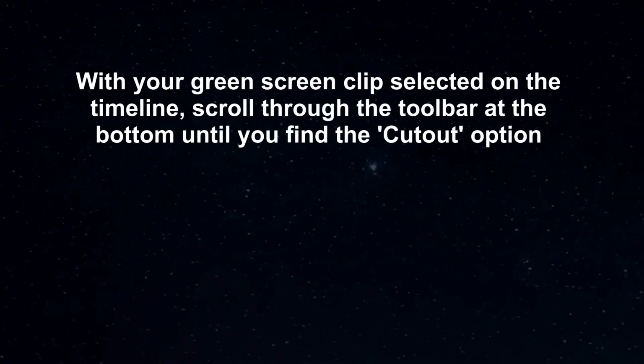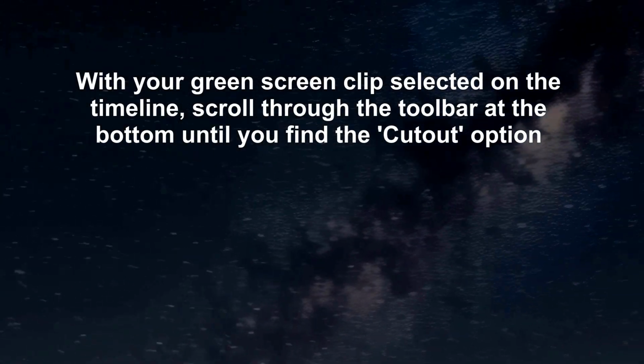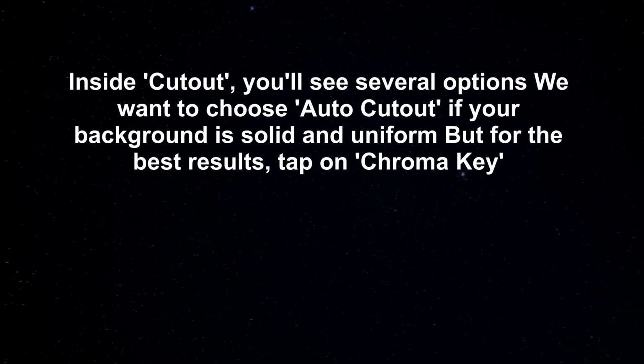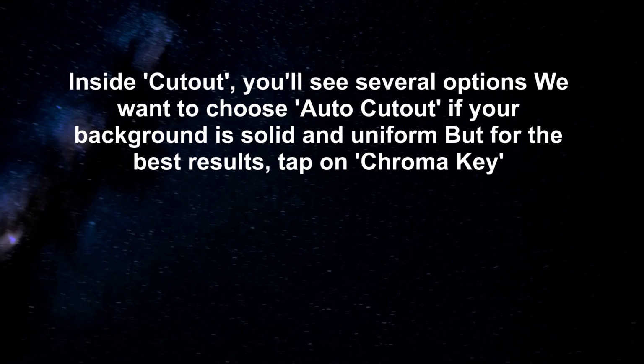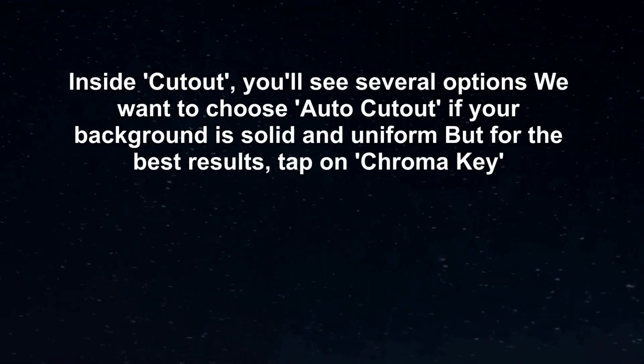With your green screen clip selected on the timeline, scroll through the toolbar at the bottom until you find the Cutout option. Inside Cutout, you'll see several options. We want to choose Auto Cutout if your background is solid and uniform, but for the best results, tap on Chroma Key.